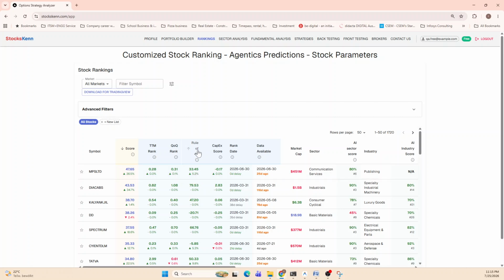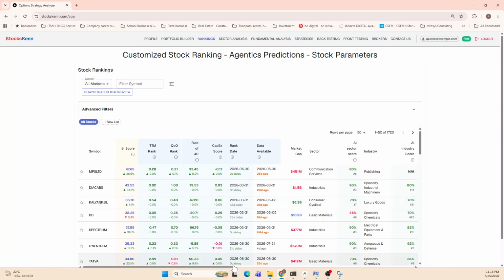Rule of 40 is another parameter which is sort of standard in the industry, and it gives you a comparison on the growth stocks. And same is with capex. We are looking at which stocks are doing heavy capex during the quarter, and that's the basis of this ranking. So you see, these are a little custom ranking we have created.